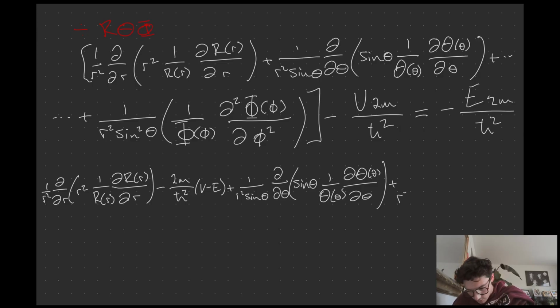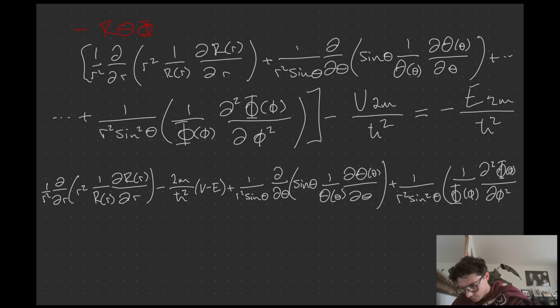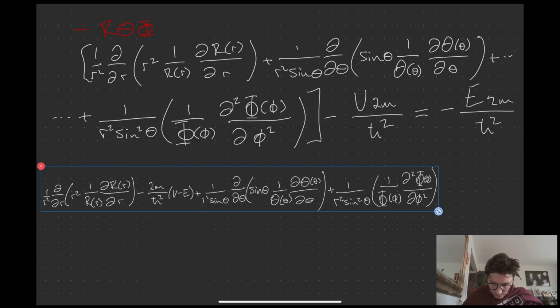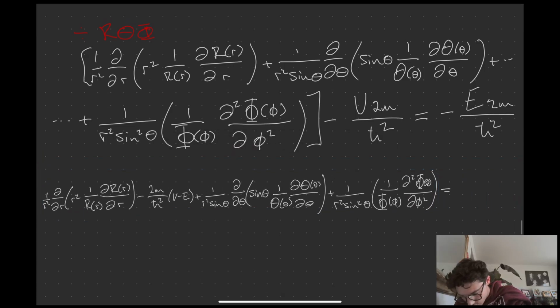Give me the last term. Plus r squared sine squared theta, 1. Here we have a phi function. Oops, this is a phi. 1 partial squared phi. I'm going to put this here, boom. Partial phi squared, close brackets. Okay, now you know what? I'm going to make this a bit smaller so I can finish the equation. Resize this, boom. Equals 0.